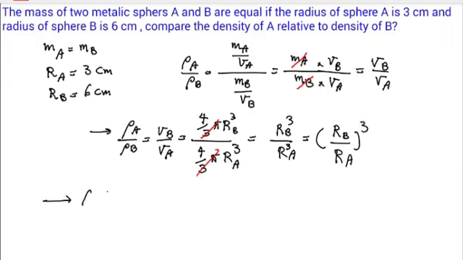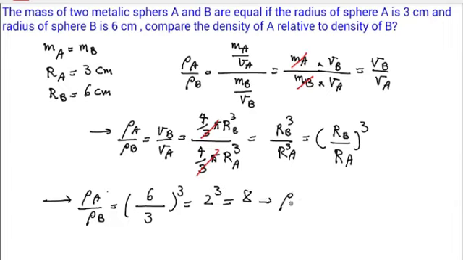So rho of A over rho of B is equal to, the radius of B is 6 centimeters and the radius of A is 3 centimeters, to the 3. 6 over 3 is 2, 2 to the 3 is 8. So the ratio of densities rho of A over rho of B is 8, or rho of A is 8 times rho of B.